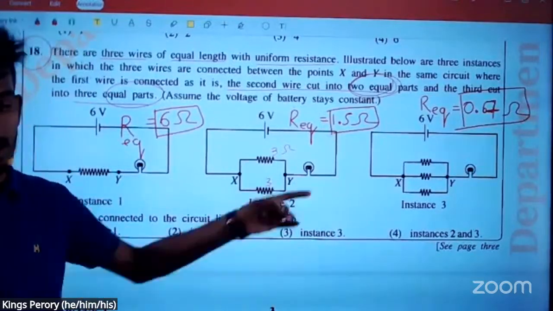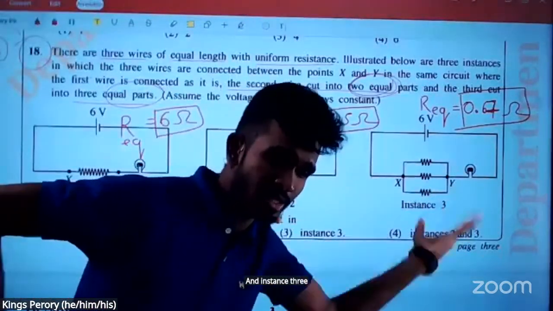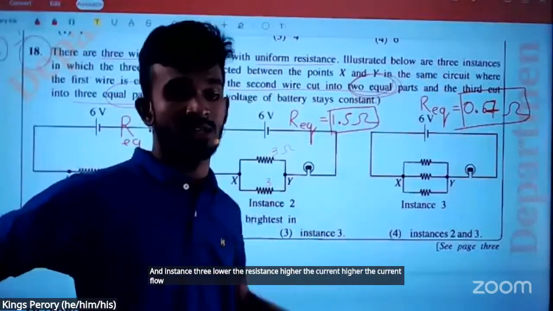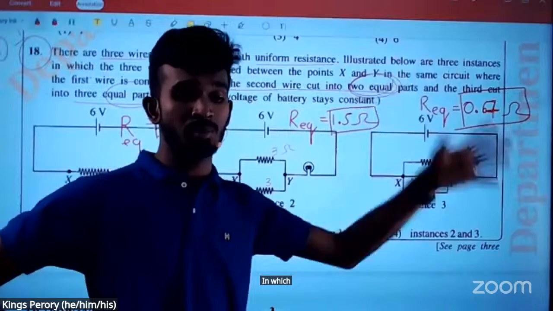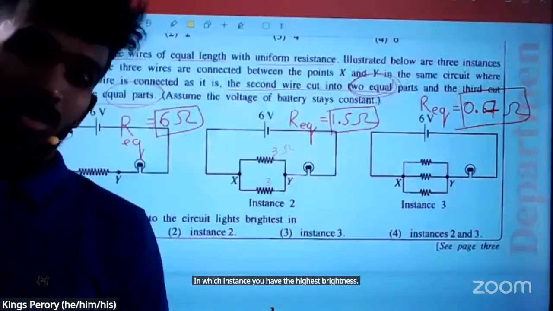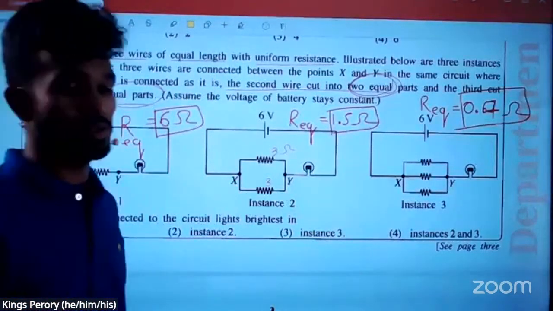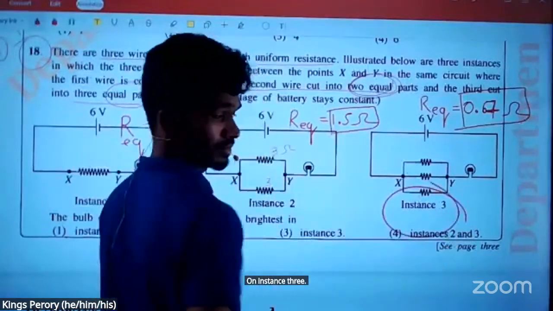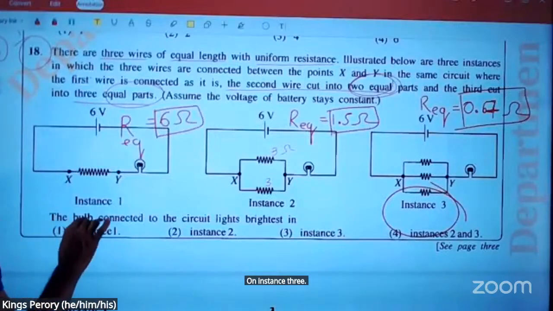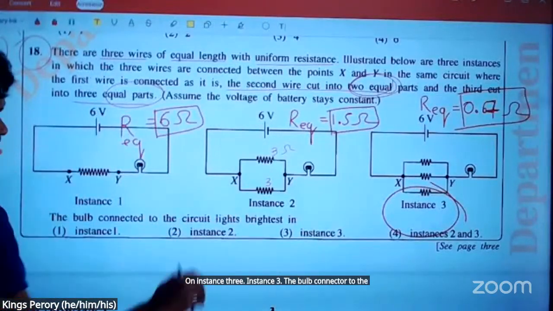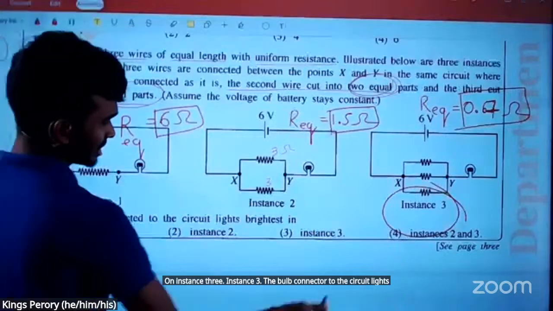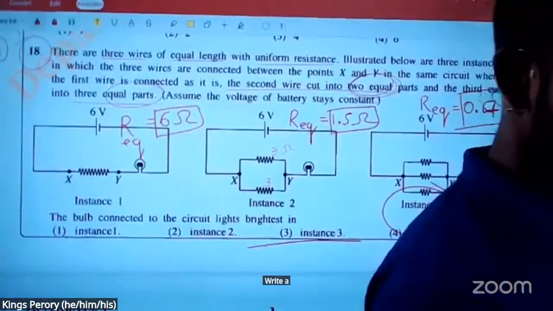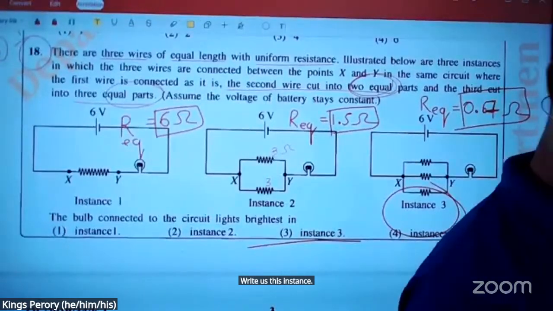Instance 3. Lower the resistance, higher the current flow. Higher the current flow, higher the brightness. Then in which instance do you have the highest brightness? Instance 3. The bulb connected to the circuit that lights brightest is instance 3.